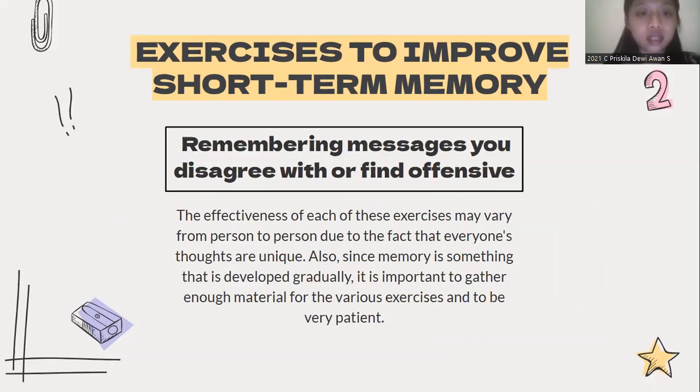And the last exercise is remembering messages you disagree with or find offensive. Putting yourself in the speaker's place is one strategy for handling such material. To get better with this exercise, start by summarizing a continuous paragraph before moving on to the more free form shadowing. These are just a handful of the activities or exercises that can be used to improve short-term memory.